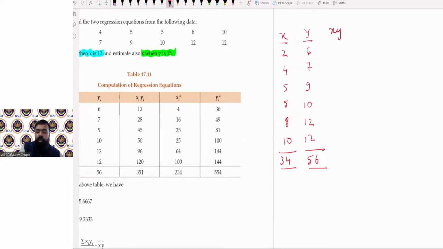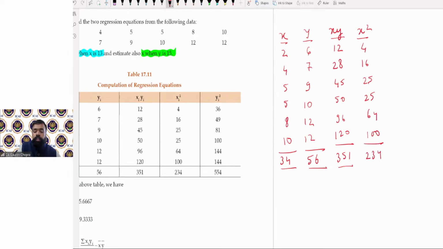Then we also require x into y: 12, 28, 45, 50, then 96 and 120. If you add, you are getting how much? 351. This is sigma xy. Next is x square. We require square of x, so not sigma x whole square. Here you have to find square of x and then add all the values. So 2 ka square 4, 4 ka square 16, 5 ka 25, 25, 64, and then 100. Total is 234.